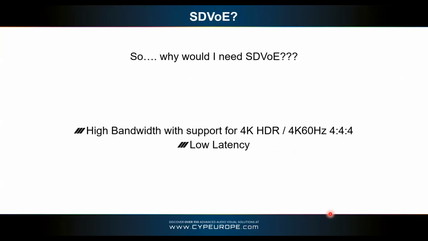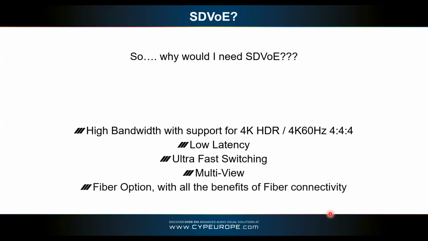Very low latency, incredibly low latency through the SDVoE system as well. Ultra fast switching, which we'll cover as we go through, but switching from source to source can be incredibly fast. We were demonstrating this at ISE, and it is literally lightning fast switching from source to source. Multi-view capabilities, which we will go into shortly, that's the ability to show multiple transmitters on one receiver. And then we have options for fiber in the SDVoE system as well. So as you'd expect, you get the key benefits of fiber, such as long distance and no electromagnetic interference, for example. So all the benefits of fiber connectivity as well.